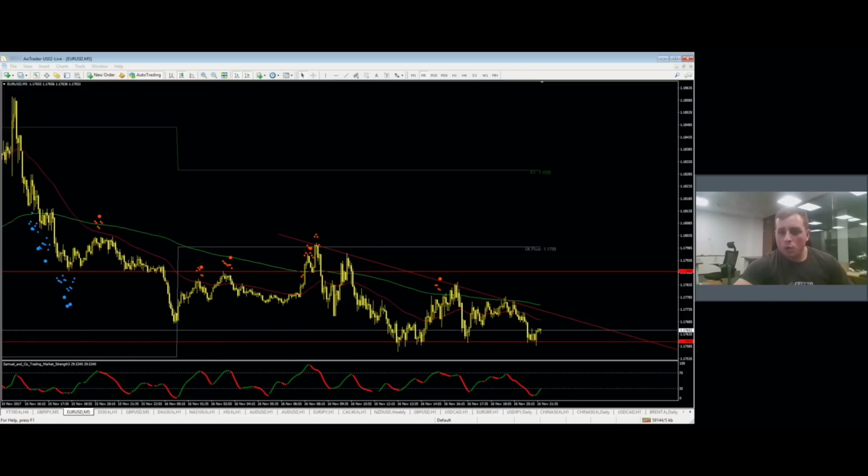The name of the tool I've created for them is Samuel Code Trading Market Strength. It's called the cluster algorithm. It's also on our website.